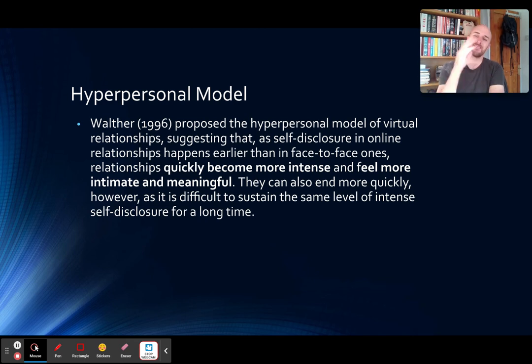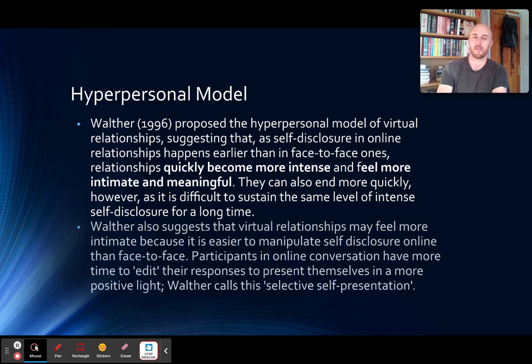So Walther, 10 years after the reduced cues theory, proposed that self-disclosure in online relationships happens earlier, becomes more intense, more intimate, and more meaningful quicker, right? Quicker. He also suggested that virtual relationships may feel more intimate because it's easier to manipulate self-disclosure online than face-to-face. Essentially, this argues for the opposite of the reduced cues theory.